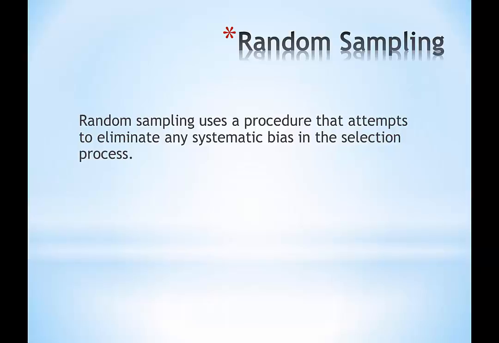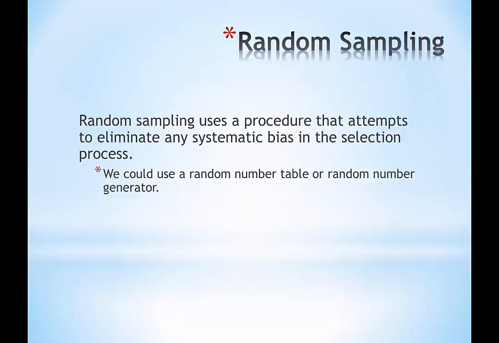So random sampling, when we use this, we try to use a procedure that attempts to eliminate any systematic bias in the selection process. So we know we won't do it perfectly. We know there's random chance operating, but we're going to try to be as systematic and as fair and unbiased as we possibly can. And there are some checks and balances along the way that we can use to see if that's happening.